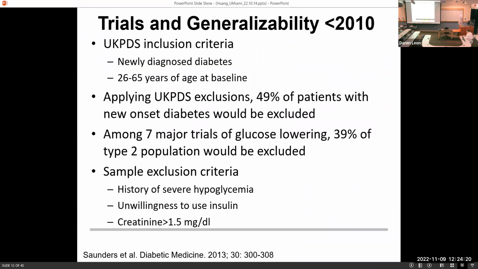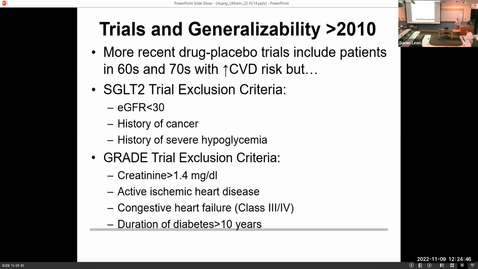So in terms of trials and generalizability to the patients that we see in front of us in the real world, before 2010, UKPDS excluded people over the age of 65. And actually, if we had applied UKPDS, it would have excluded over half of the people with new onset diabetes. And the trials of ACCORD, ADVANCE, and VADT still had major exclusions of most older people with diabetes. But after 2010, the evidence base has improved, and we now have more direct evidence from these drug placebo trials that have included patients in their 60s and 70s, but they all had elevated cardiovascular risk.